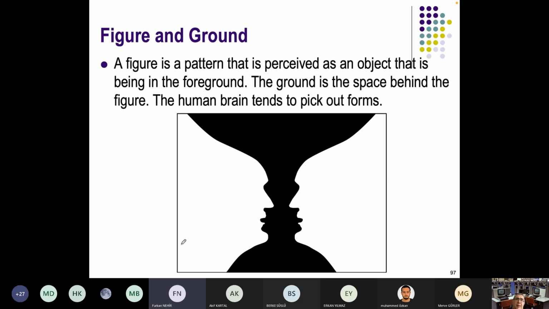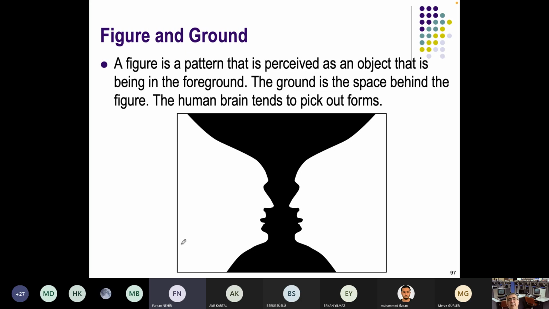And what do you see here? A classical example. Do we see two people here, or do we see the vase? Actually, the human brain tends to pick up forms based on previous experiences. Some people form two people, and others perceive the vase, depending on psychological issues. But the general tendency is that smaller things are associated with the objects.